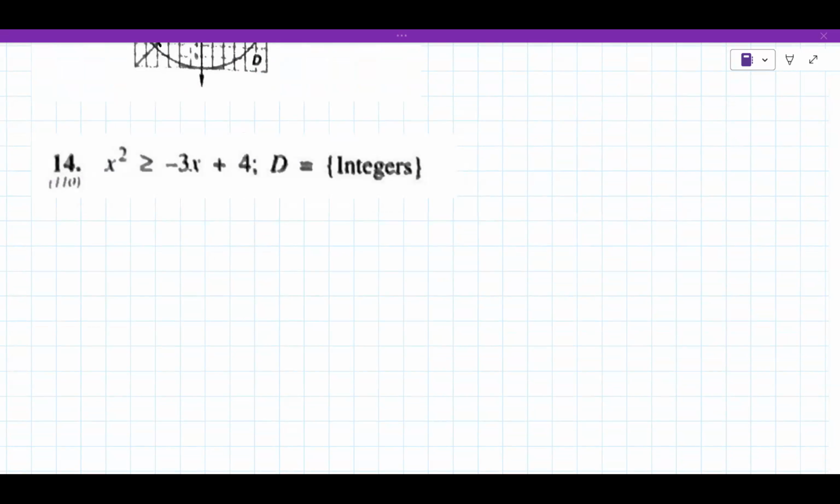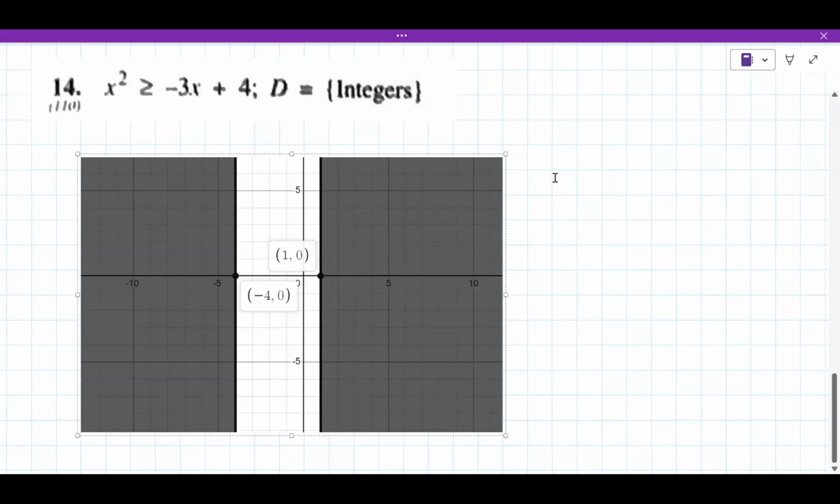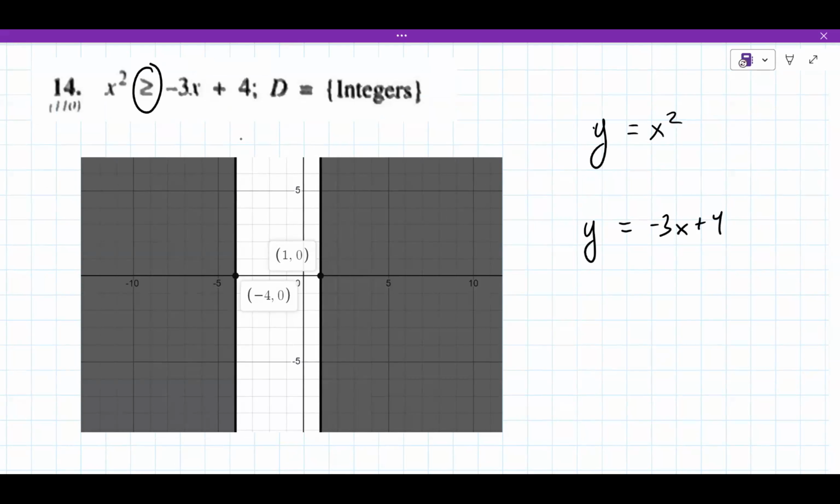So, is that going to be -4? This would be better represented by a line. Well, if you just graph it as is, that's one way to do it. The better way is to graph y equals x squared, and then y equals minus 3x plus 4. To interpret what this greater than or equal to means, it means where the one on the top is above the one on the bottom.